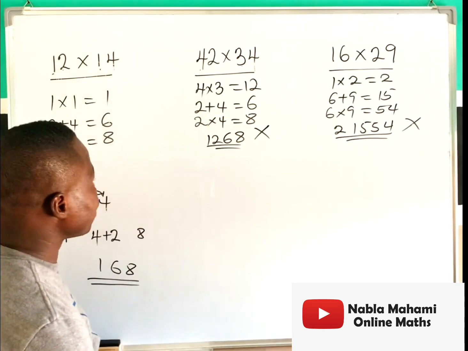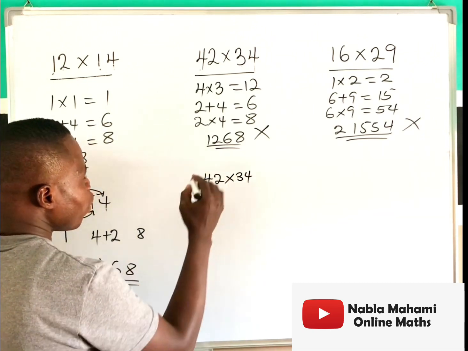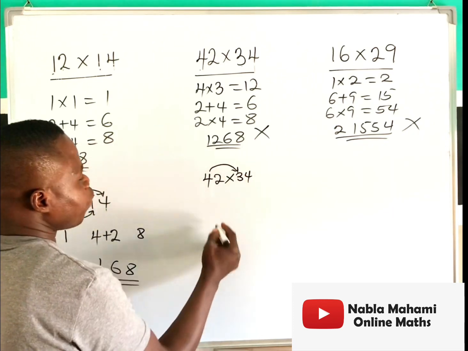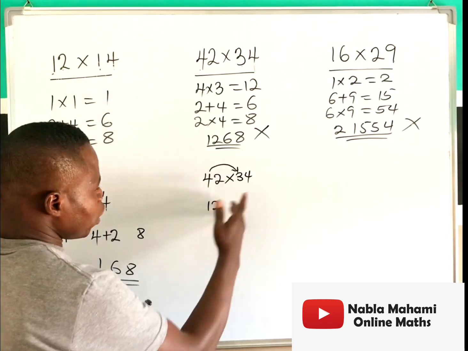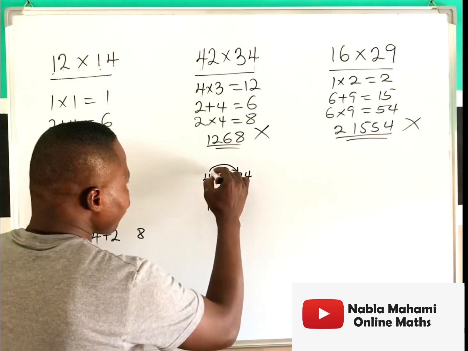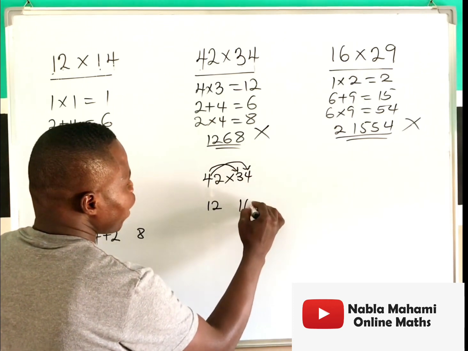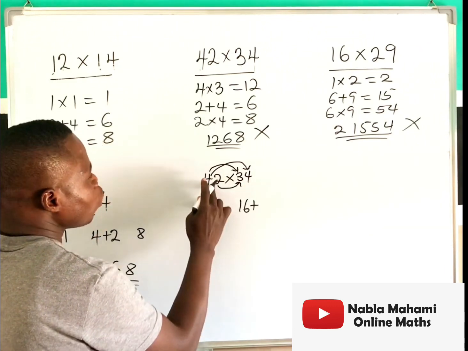So let's go there and you see something. 42 times 34, that means I'll take 4 times 3, that is first times first, and I'll get 12. I'll leave a small space. Leaving a small space, I will now take the first and multiply with the second here. So 4 times 4 is 16. Immediately I finish, I'll say plus. Then take the second and multiply with the first, 2 times 3.